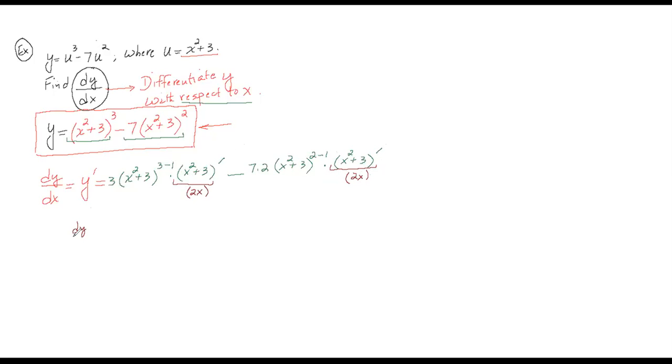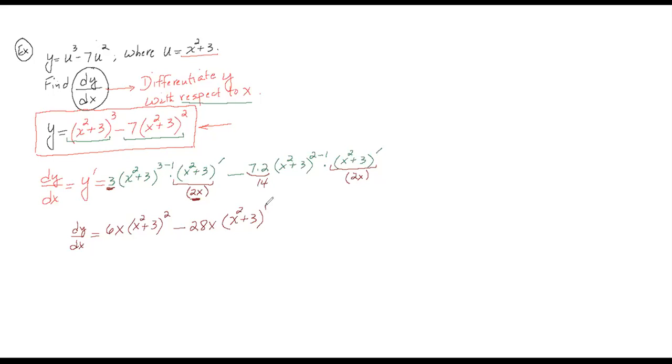So our dy/dx is 6x (x squared plus 3) squared. So how did I get the 6x? I did 3 times the 2x, okay? And then (x squared plus 3) to the second power. So that's my first term. 2 times 7 is 14 times the 2x, so that gives me 28x. And then (x squared plus 3) to just the first power.